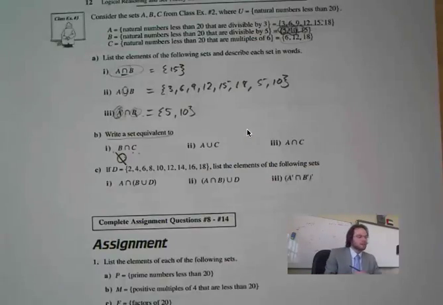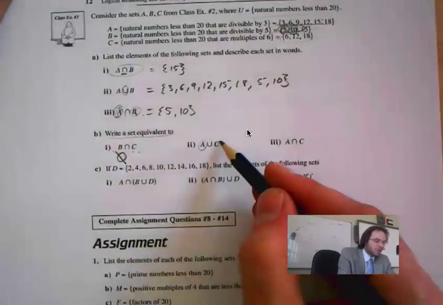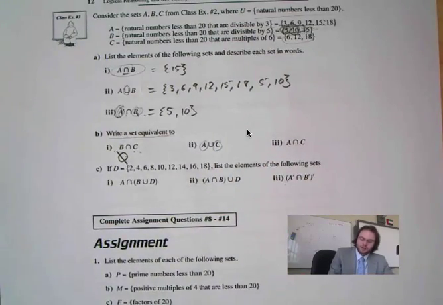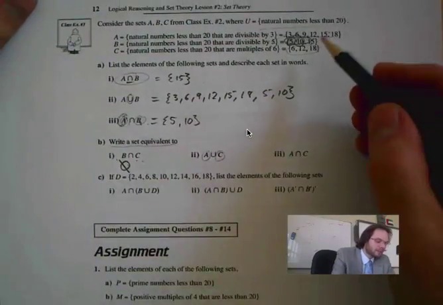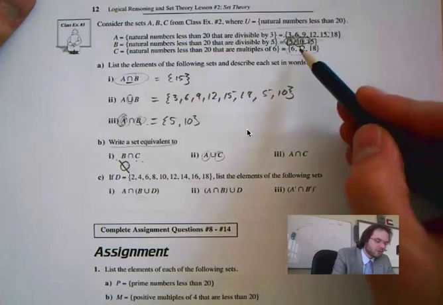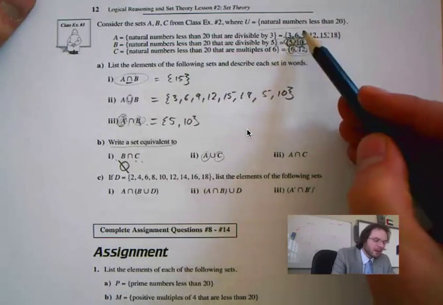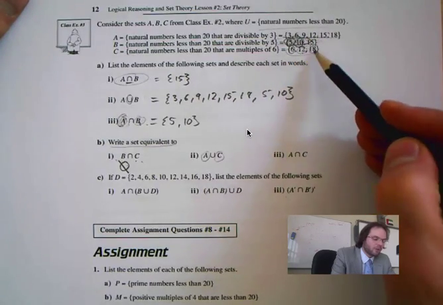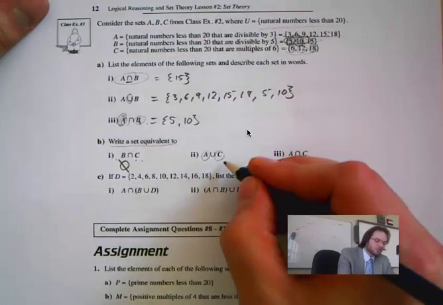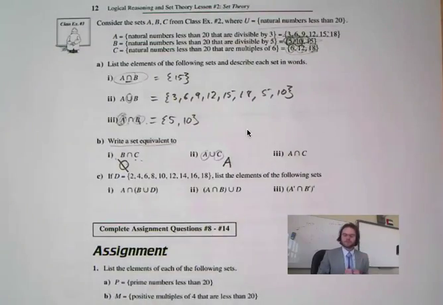Next one is saying is in A or C. Which ones are in A or C? So I take a look at this. All of C is actually in A. We have 6 there, we have 12, and we have 18. So that is essentially all of set A.